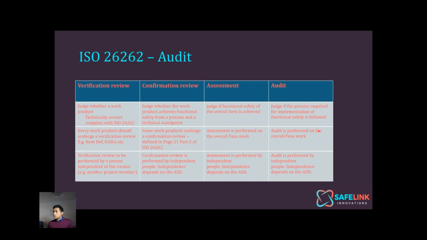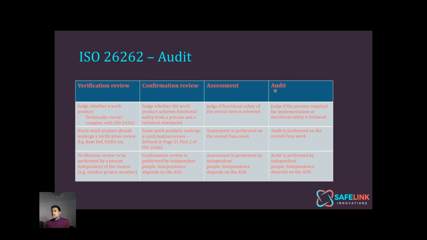In a real project, how this could work out is every work product that needs to be done has to undergo a verification review. As far as confirmation review, some of the core important work products should undergo a confirmation review depending on the ASIL. It is recommended for assessments and audits that someone independent of the company performs the assessment and audit. It adds a higher level of gravitas to the argument that functional safety is achieved. If an independent company is performing the assessment and audit, they can also perform the confirmation review. So it could be a combined confirmation, assessment, and audit.